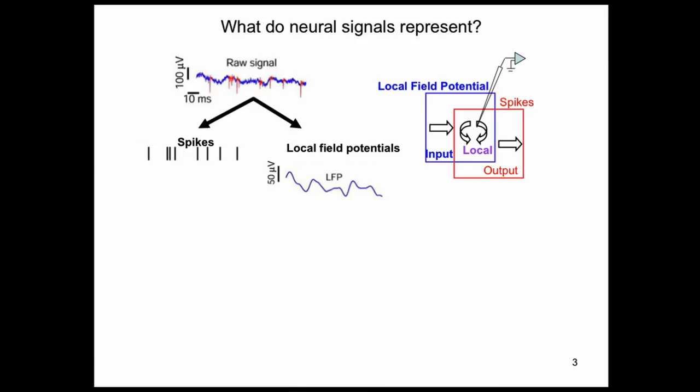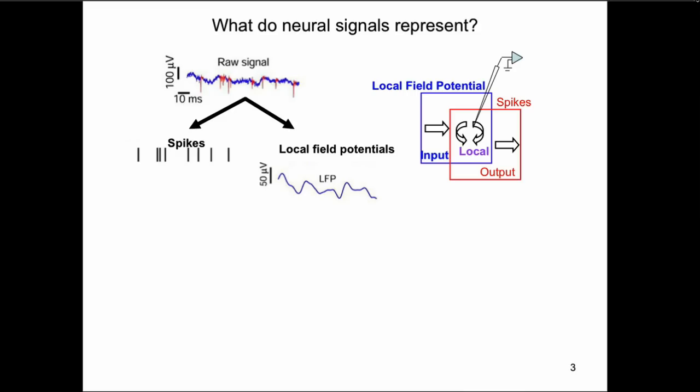Now, what do they represent? It has been known for decades that spikes represent the outputs of neurons, whereas the local field potential represents the total synaptic activity occurring at the tip of the electrode. And local processing that is happening within the circuit is reflected in both local field potentials as well as in spiking activity.